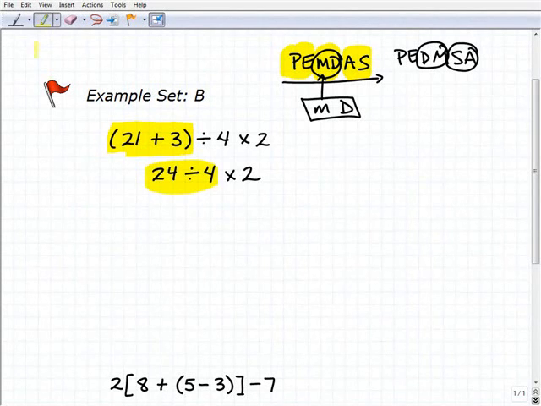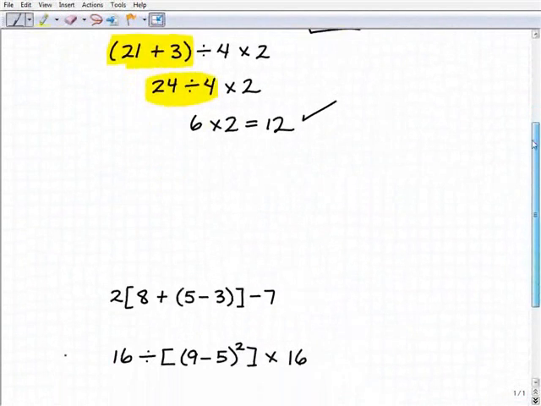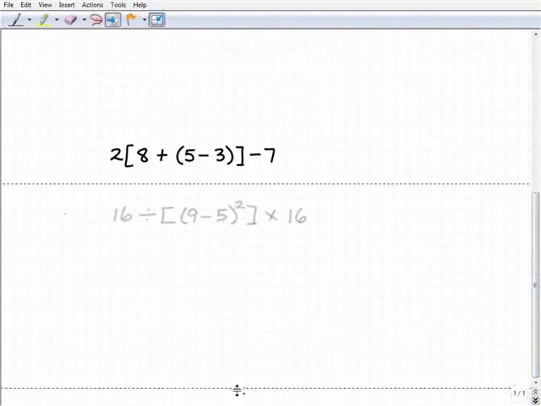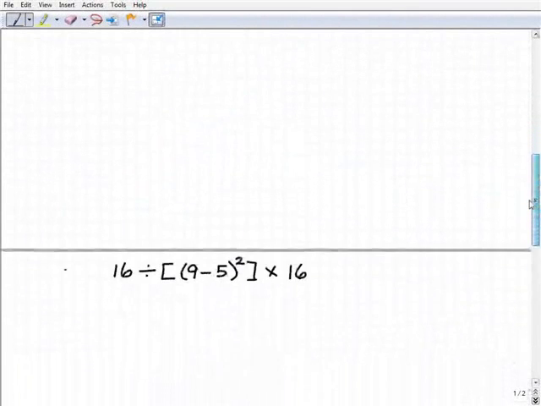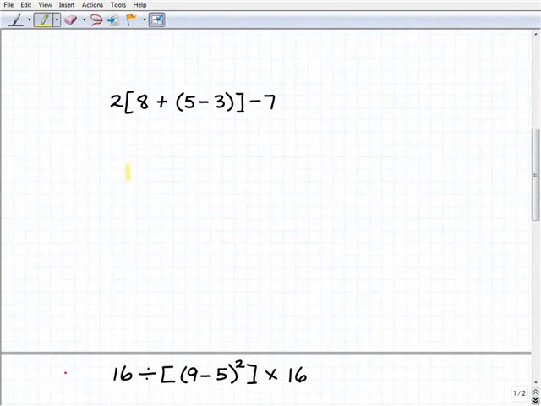So I'm going to do this. 24 divided by 4 is of course 6, and I have 6 times 2, and that is 12. All right. I like to keep hammering that point home because that's one of these areas where students get a little confused, and it's understandable. You can get a little confused with that saying. That's why you're working with me. PEMDAS, what do I do first here?